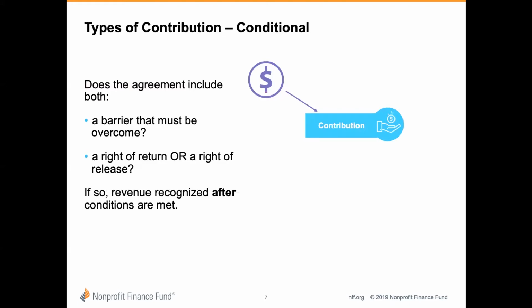Okay, now on to step 2. Let's focus on contributions. Is the contribution considered conditional or unconditional? In order to determine whether a contribution is conditional, we want to determine whether the agreement includes a barrier to overcome, either a right of return of the contribution back to the funder, or a right of release from the funder's obligation to provide funds to the nonprofit. Meaning, if the conditions have not been met, the funder does not have to transfer the funds to the nonprofit.